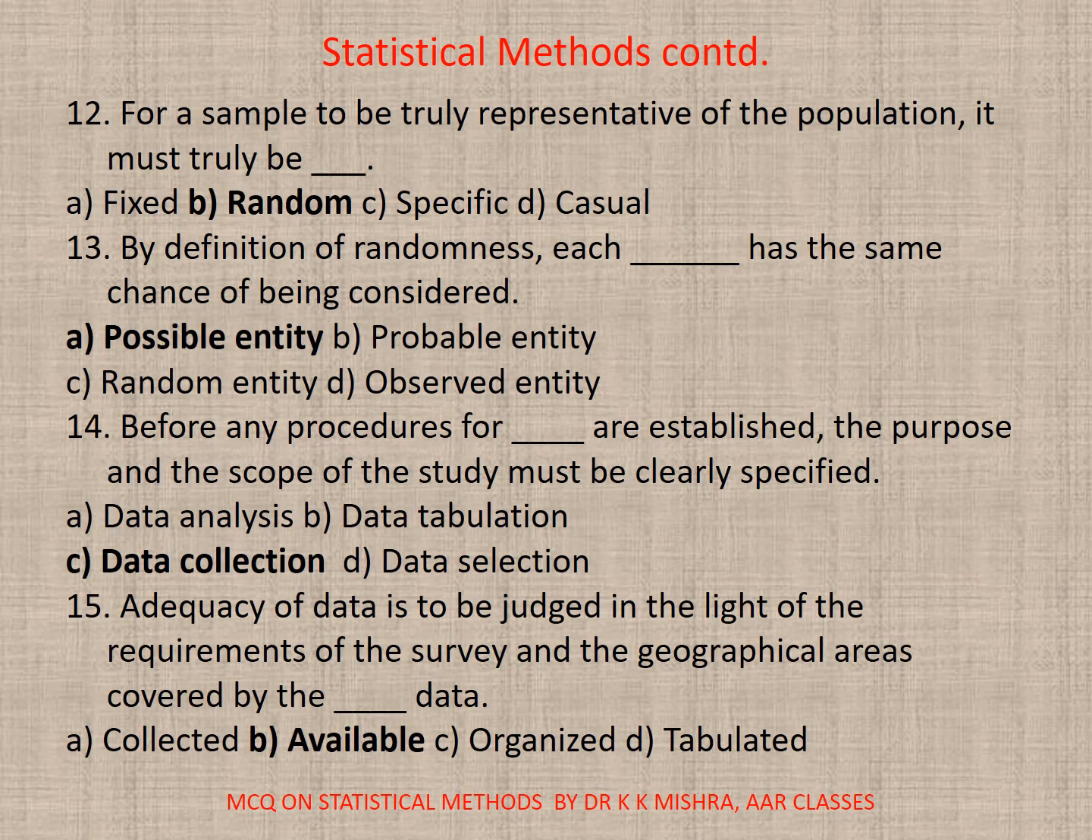Random variable. 12. For a sample to be truly representative of the population, it must truly be dash. A. Fixed, B. Random, C. Specific, D. Casual. Correct option is B.